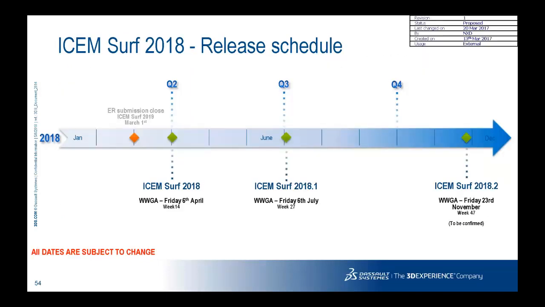And this is the release schedule moving forward. So ICEM Surf 2018.1 will be launched on July 6th. That's the plan, and also point two in November. So here, this is interesting, this orange triangle, ER submission close. So you can see here that we've already passed the ICEM Surf 2019 date line for enhancements there. So if you submit any enhancement requests now, they're going to appear in ICEM Surf 2020. Of course, it takes time to put all the enhancements into place. And that really was the end of my presentation.